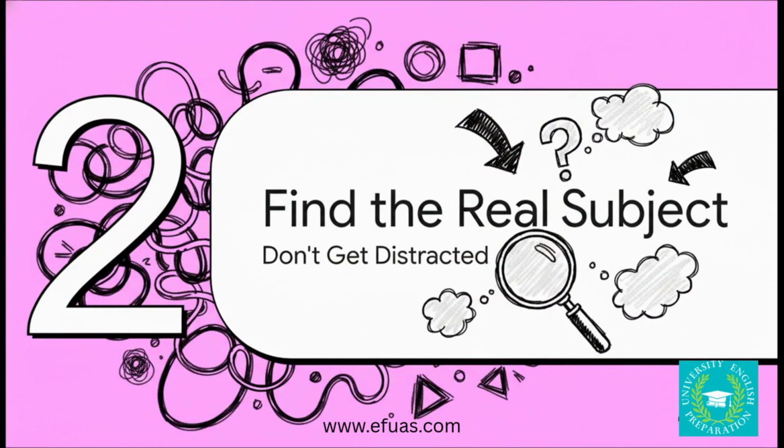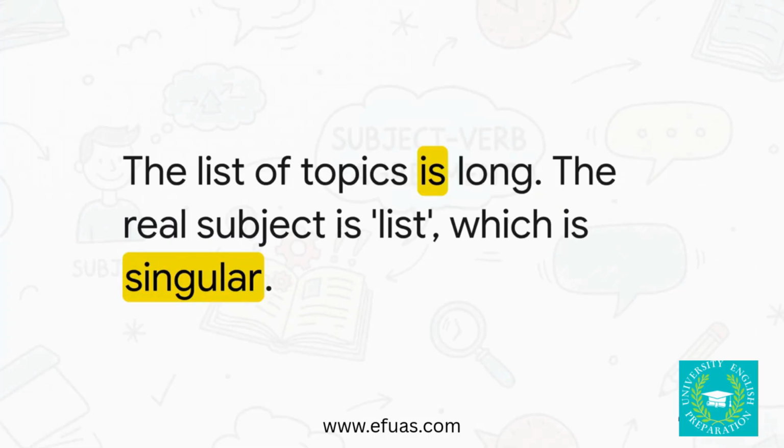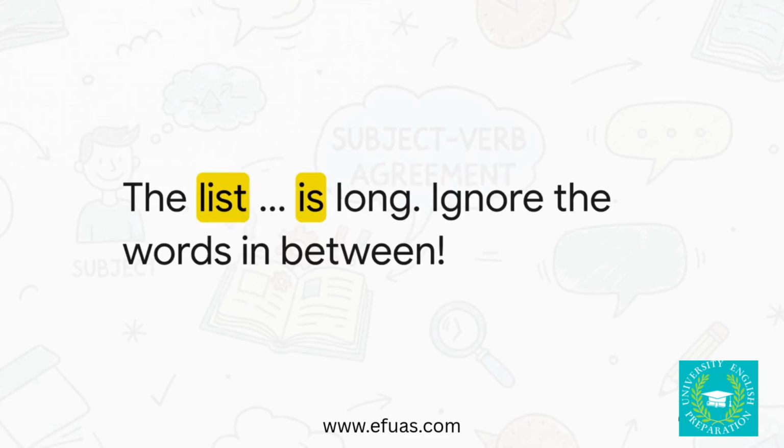But where do people get tripped up? Well, it's when sentences start getting a little more complicated, with extra words thrown in. All right, have a look at this one. Your eye immediately catches the word topics, right? It's plural, so your brain might instantly think the verb should be are. That phrase, of topics, is like a little distraction. But here's the trick. If you just mentally block out that extra phrase, boom, the real subject becomes crystal clear. The list is long. List is singular, so the verb has to be the singular is.